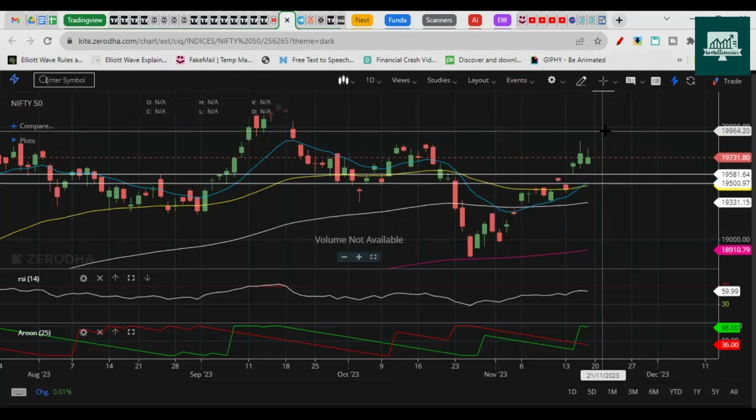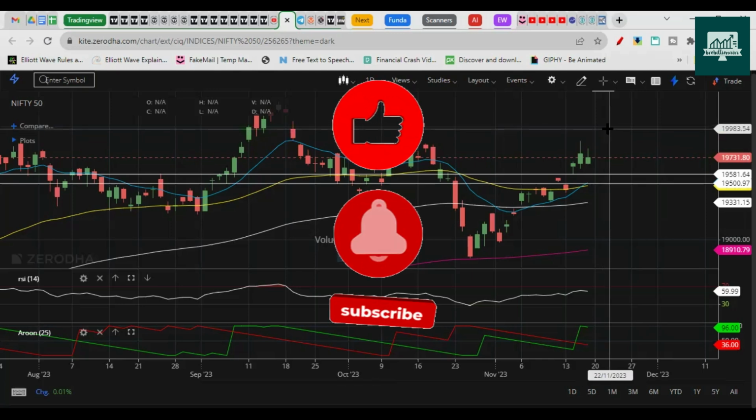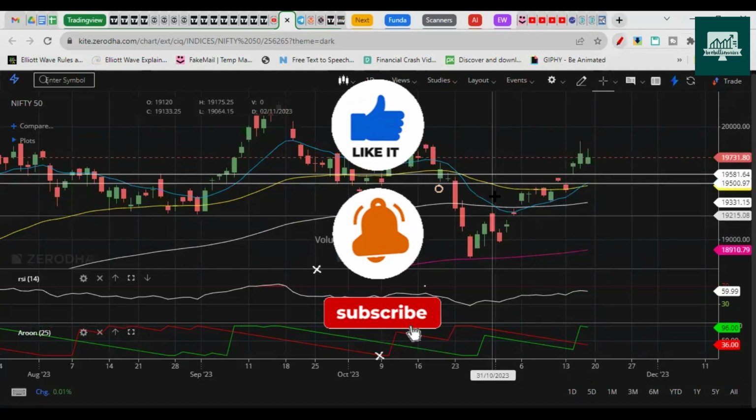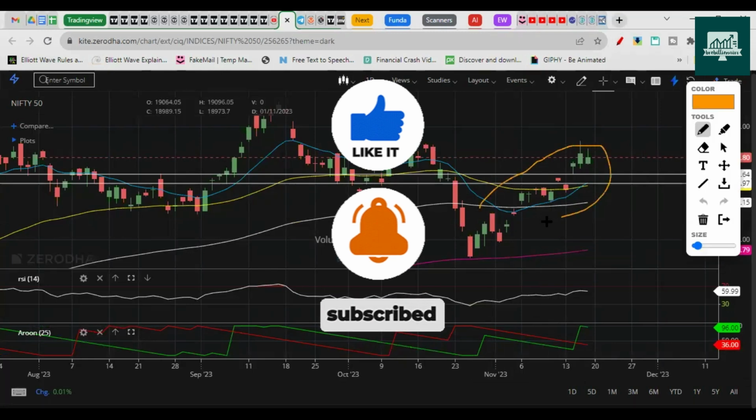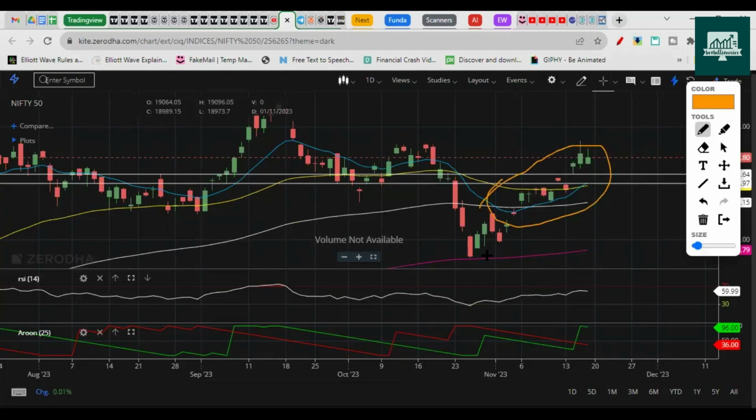So if you understand this, then do make sure you add comments. Hope you understand how this move happened, and we were able to properly analyze it and get the levels. We were targeting this area, right? So this is the success of our analysis.